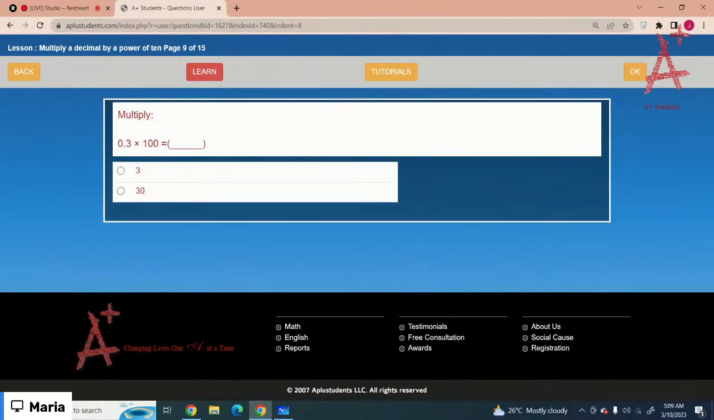Okay, the next one is 0.3 times 100. So which is the correct option? 3 or 30? You have two zeros in the 100. You need to move the decimal point two places right. You have just one, so you need to add an extra zero. Got it? So it would be then 30. When you move the decimal point two places right, it would be then 30. Got it?